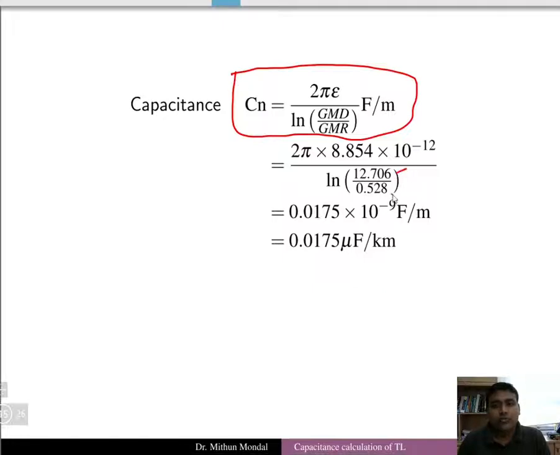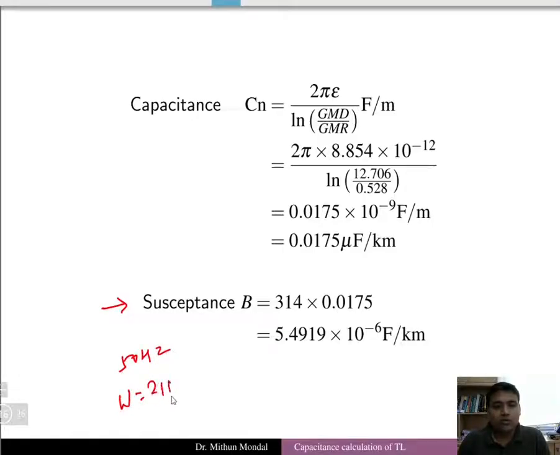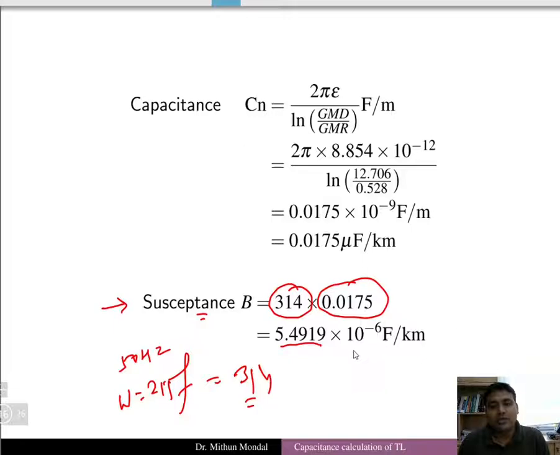Put the value of GMD and GMR and put the value of epsilon, you'll get a value 0.0175 microfarad per kilometer. Okay, next we have to calculate the susceptance of the line. So we know that the frequency is 50 Hertz, the value of omega is equal to 2 pi f. So you will get 314. So 314 multiplied with the capacitance Cn will give you the susceptance, which comes to be 5.49 into 10 to the power minus 6 farad per kilometer.